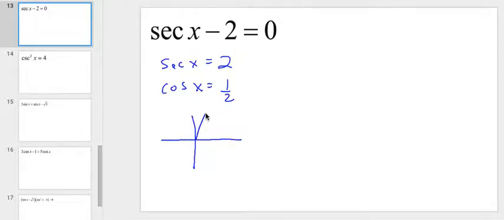Those two angles are at pi over 3, and this angle way down here. And that angle turns out to be 5 pi over 3. And those are our only two answers.